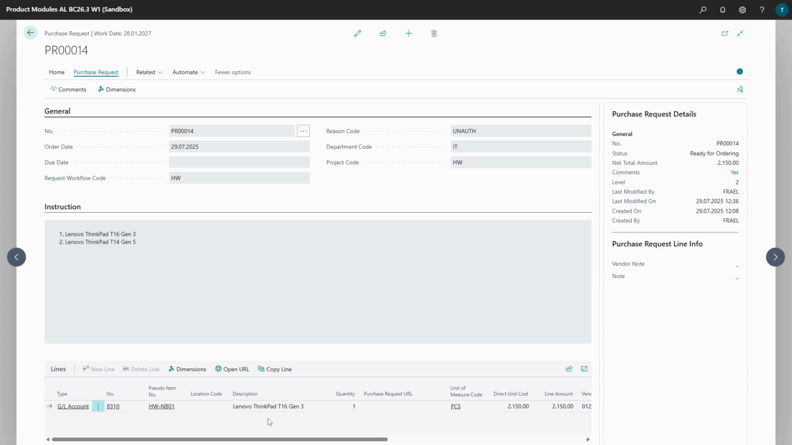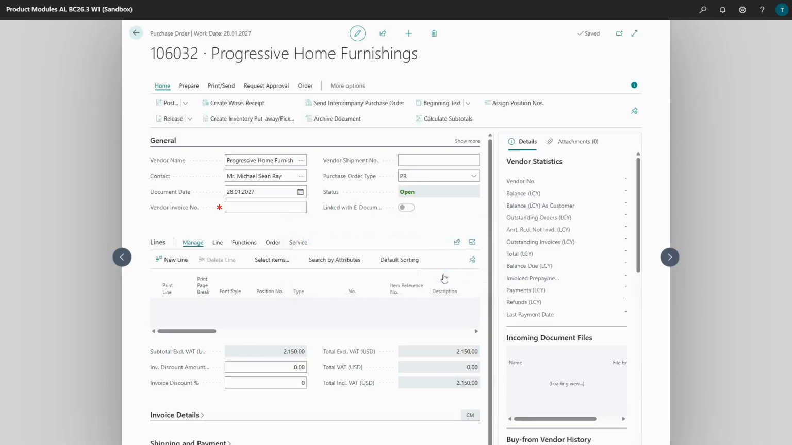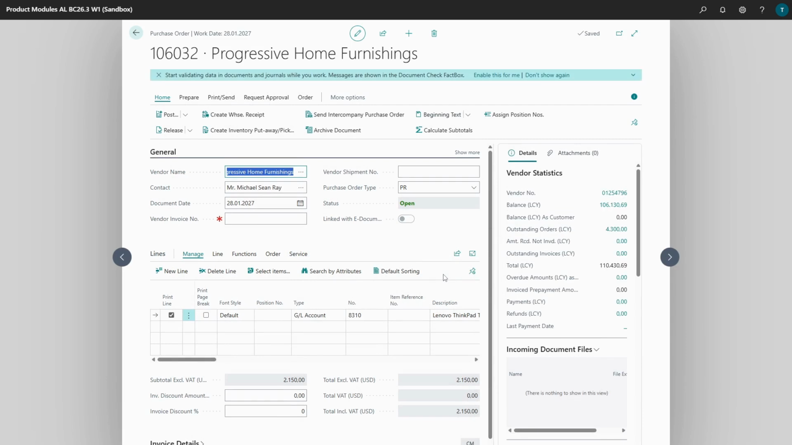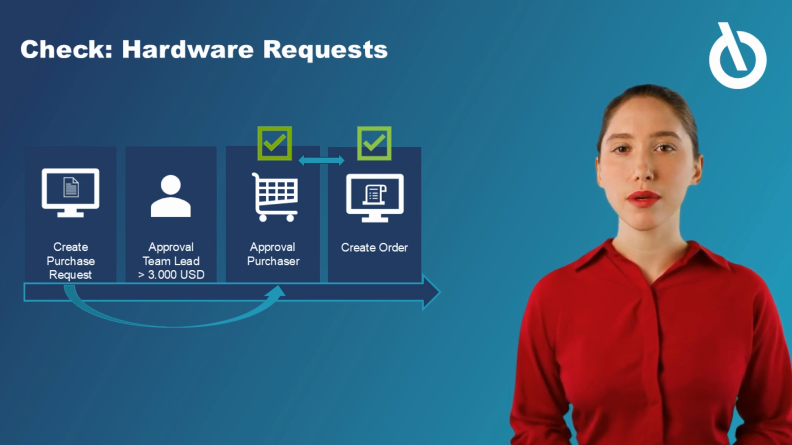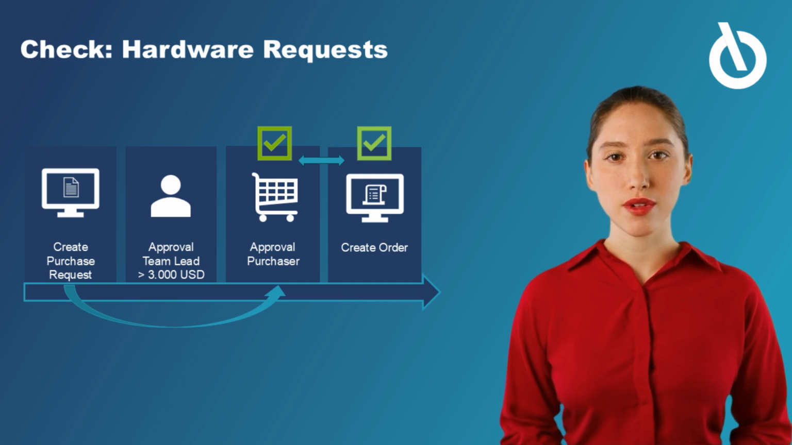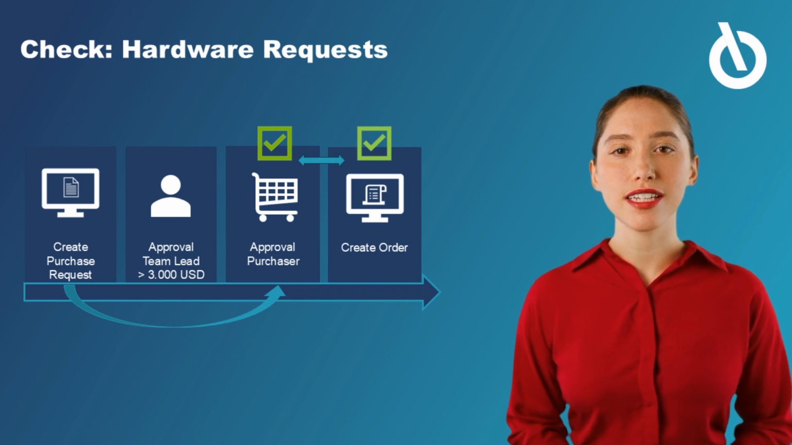We now review the purchase request and release it. The final step is always to trigger the Create Purchase Order action, which we will do now. If you like, you can then open the purchase order and check the result. After the purchase request has been converted into a purchase order, the requester is also notified accordingly. The purchasing process would then continue as usual.